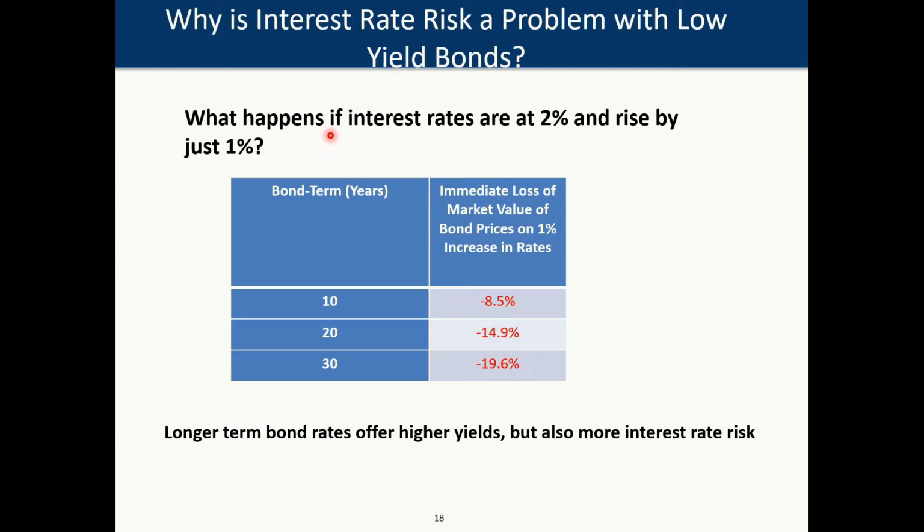So what happens if interest rates are at 2% and just rise by 1%? Let's look at how sensitive low yielding bonds are to a change in interest rate. Let's say you invest in bonds of various terms: a 10-year term bond, a 20-year term bond, and a 30-year bond. How much will clients lose if interest rates rise by 1%, so they go from 2% to 3%? Well, the immediate loss on market value of a 10-year bond will be about 8.5%. A 20-year bond is about 15%, and a 30-year bond is 20%.